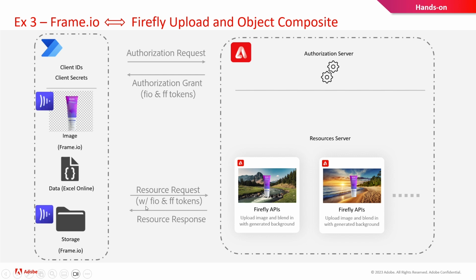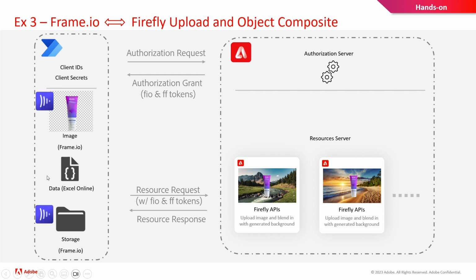And when it's done, it sends the result back. But unlike last time, where the result was sent back to OneDrive, this time we are going to use the Frame.io APIs again, to upload an image to Frame.io for storage. Okay, all right. So this is the goal, the workflow that we're talking about.